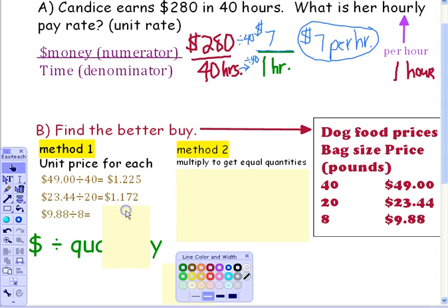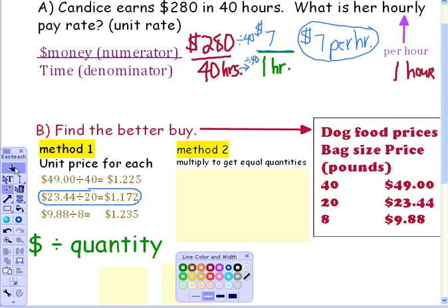Okay, same with the 20-pound bag. We've got $23.44. We divide that out. $1, and this would be 17 cents if we round it. Okay, so far this one is the cheapest. Let's check out that 8-pound bag. And there's the 8-pound bag at $1.24 if you rounded. See how this one's very close, the 8-pound bag and the 40-pound bag. They're pretty close, $1.22, $1.23 and a half. We've got that extra little half a cent. So in this case, we have our better buy right here with the 20-pound bag. Okay.